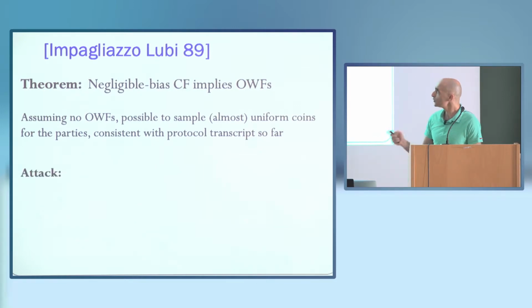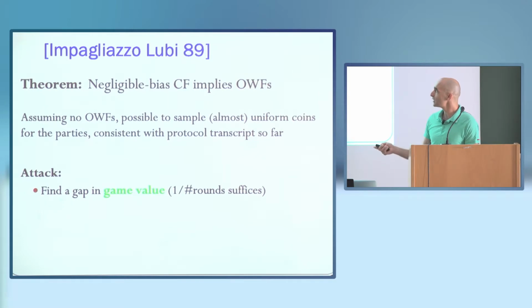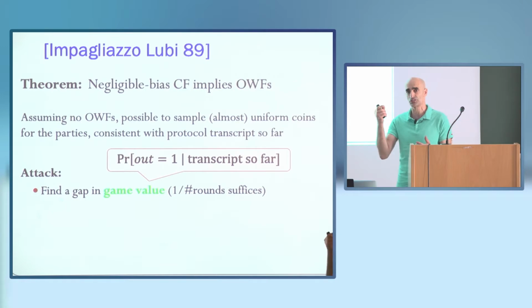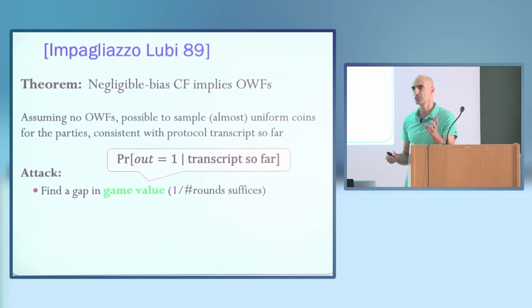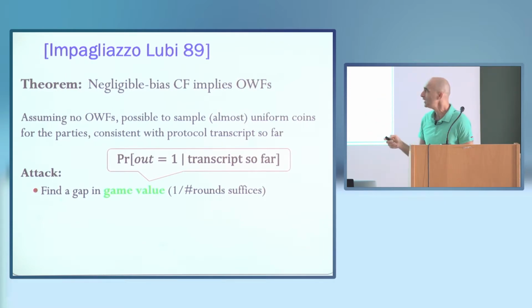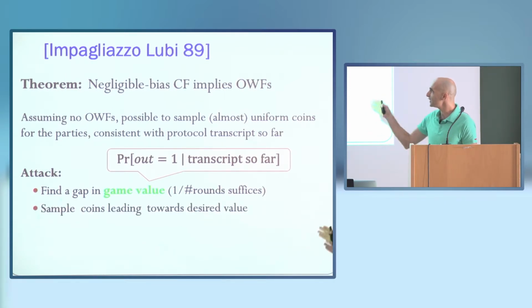And therefore, you can now suggest an attack using the notion of a game value that Nikos talked about, where the game value is the probability, given a transcript so far, that the output is going to be 1. And we know that the game value starts in any coin tossing protocol being 1/2 and ends up being either 0 or 1, and therefore there has to be a gap of at least 1/r. We can have a bigger gap, but I don't care about it. So you need to only find this gap.